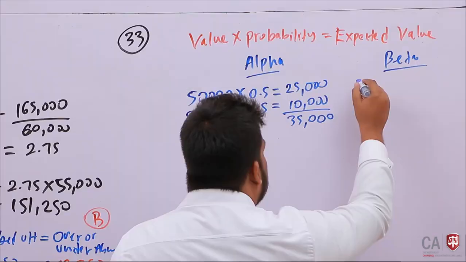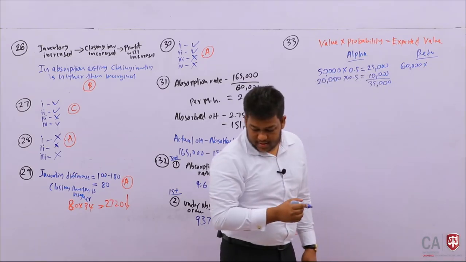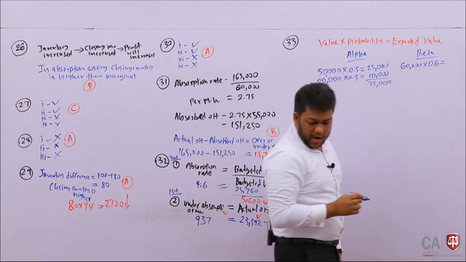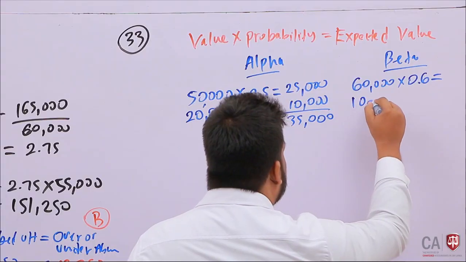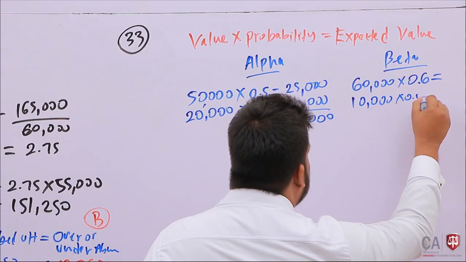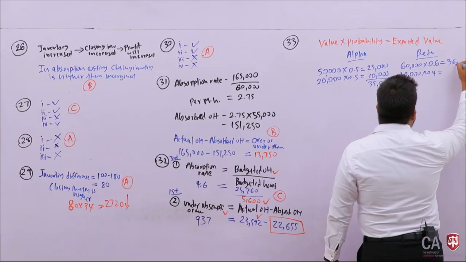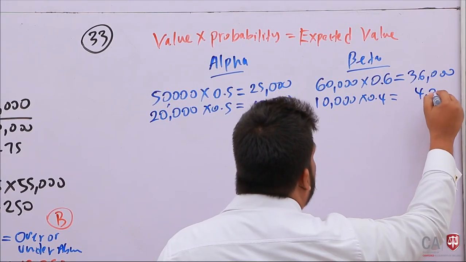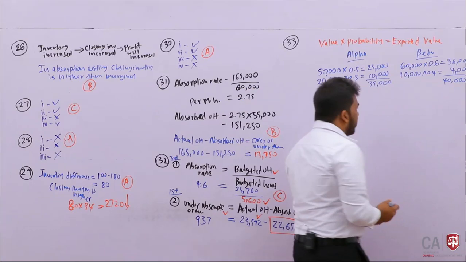Beta. Profit 60,000, probability is 0.6. Then this is 10,000, probability is 0.4. 60,000 into 0.6 is 36,000. 10,000 into 0.4 is 4,000. So the total expected value is 40,000.